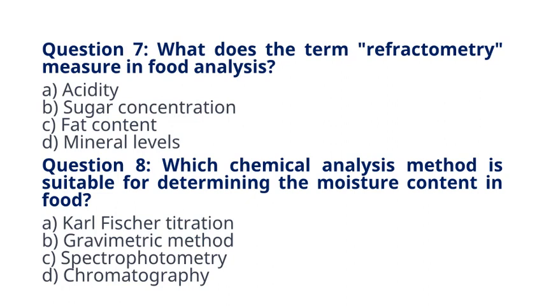Question 8. Which chemical analysis method is suitable for determining the moisture content in food? A. Karl-Fischer titration. B. Gravimetric method. C. Spectrophotometry. D. Chromatography. The correct answer to question 8 is option A. Karl-Fischer titration. Explanation. Karl-Fischer titration is a precise method for determining the moisture content in food.